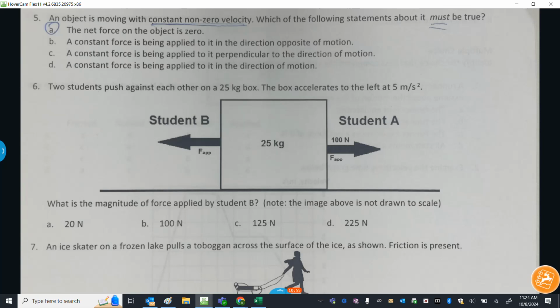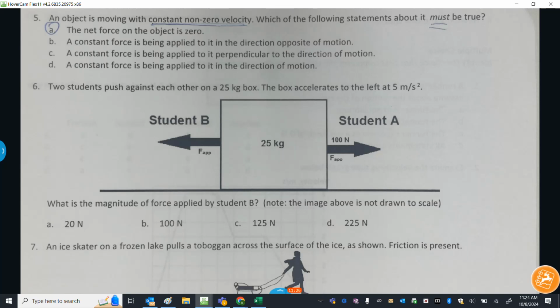The next one says a constant force is being applied to it in the direction of motion. Again, that does not have to be true. If you were pushing something on a surface with friction, then yes, both B and D would be true, but they don't have to be. So the only thing that has to be true is that the net force has to be 0. Otherwise, it's not at a constant velocity. So the answer to number 5 should be A. Does anybody have any questions, or need clarification for that one?